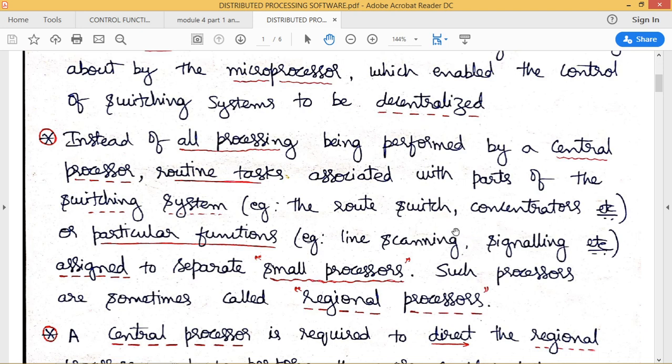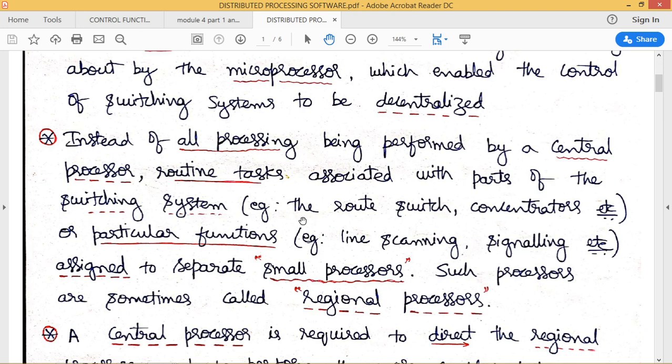So every 1 second, the exchange needs to scan all the lines or all the trunks that are going out from the exchange. This is about line scanning. And signaling we will discuss in more detail. Before establishing a call, we need to deal with how signaling is made between the exchange and the end user, or between exchanges also.